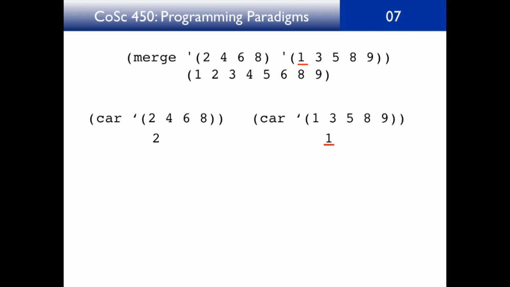We know that each one has a car, and we also know that each one has a cooter, right? Each one has a car and a cooter. Okay, so the car of the first list is 2, the car of the second list is 1. And what do we do at this point? We compare them, once we know that each one of them has a car. Which one is smaller? The 1.